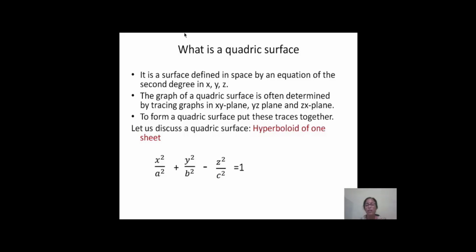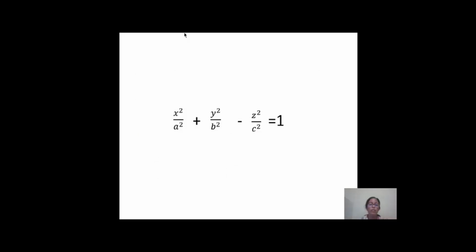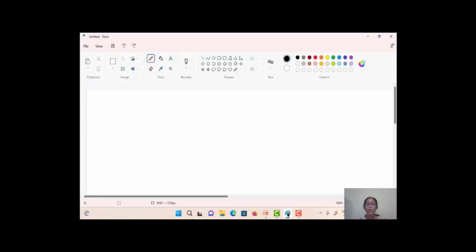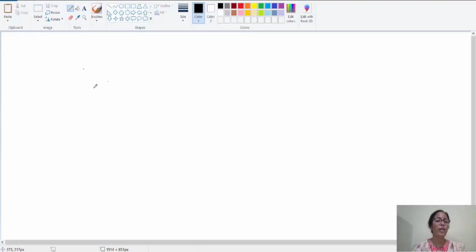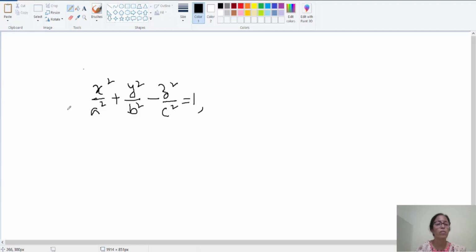Now let us discuss the quadric surface hyperboloid of one sheet with the equation x square by a square plus y square by b square minus z square by c square equal to 1. So this is the equation for the hyperboloid of one sheet. Let us draw the hyperboloid of one sheet for this equation. We are trying to trace or draw the graphs for this surface by using the graphs of this equation on three planes.